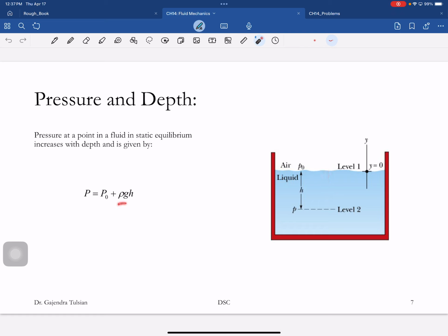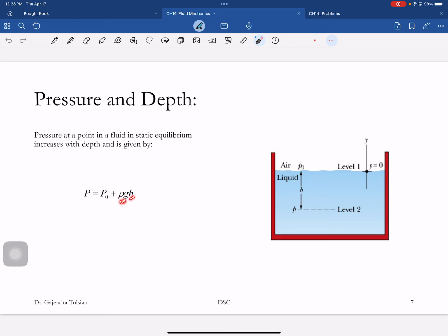The pressure increases by this much. Rho is the density of the fluid. g is the acceleration due to gravity. And h is the depth to which you've gone in the liquid. The density of water is 1,000 kg per meter cube. 1,000 times g, which is 10, that's 10,000.